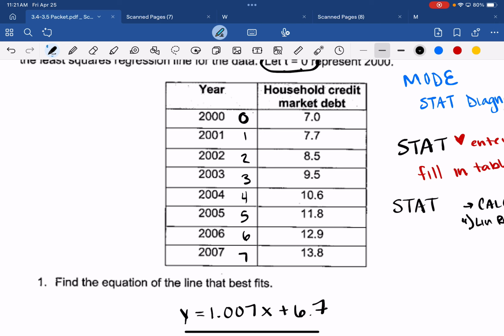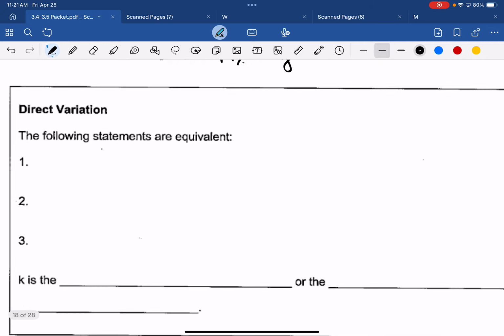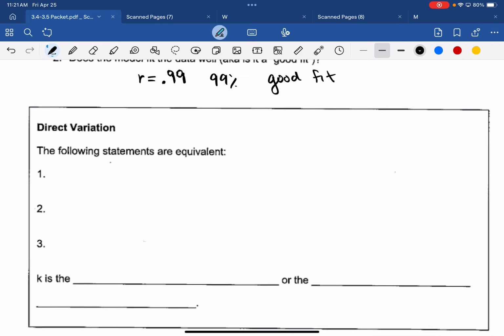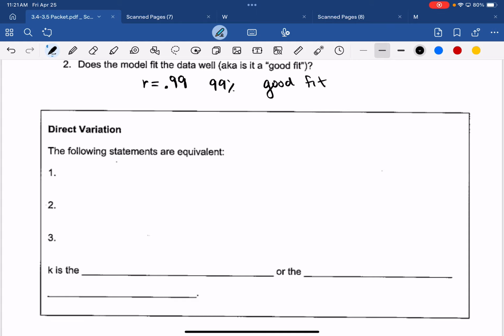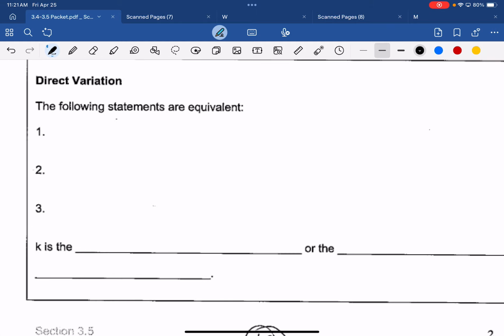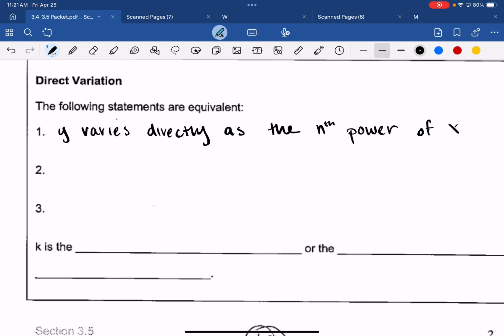No. Okay. All right. So now let's talk about direct variation. Pretty easy. It should come pretty quick. You did learn this in Algebra 2. That's why we're going to go kind of fast through it. A couple different statements that you're going to see in word problems. You might see the wording, y varies directly as the nth power of x.